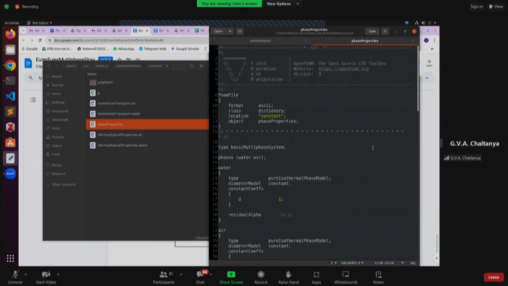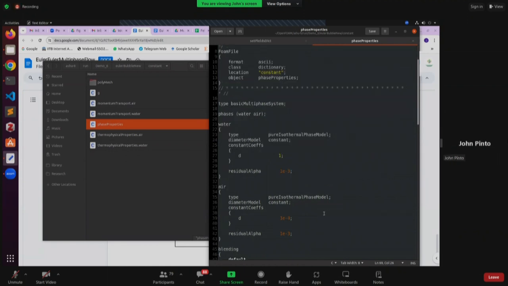So here, water diameter 1 means what? What does that exactly mean? See, water is your continuous phase, so its diameter will not matter. In all these things, these are placeholders. You cannot write nothing over there. If you don't write, it will throw an error. So you have to give some value, and a large value is also fine. Okay. But in air, we are mentioning the diameter of the bubble. Yeah, for air, we are mentioning the diameter. In this case, I have mentioned 0.3.